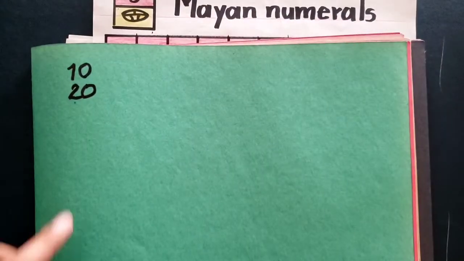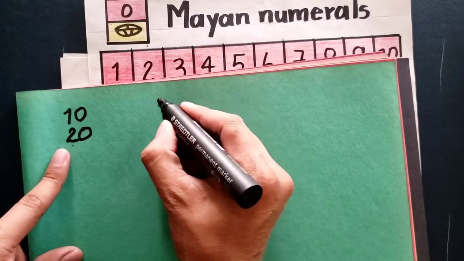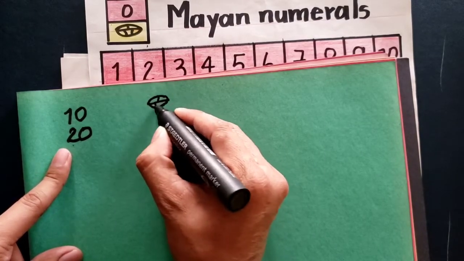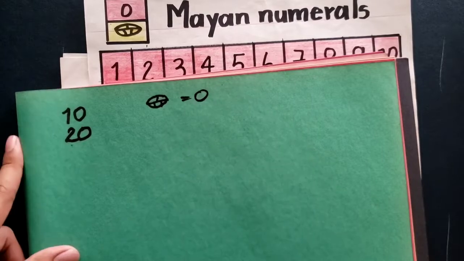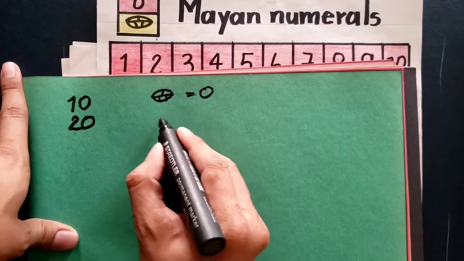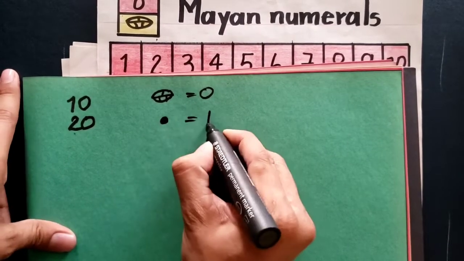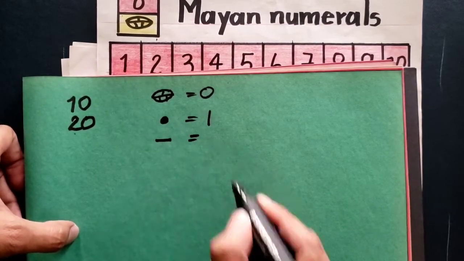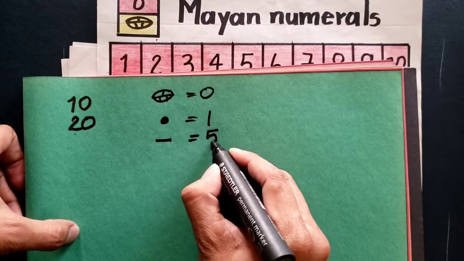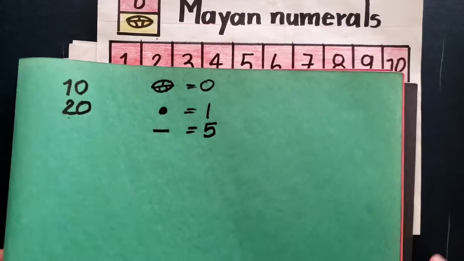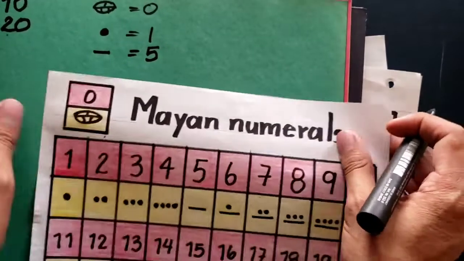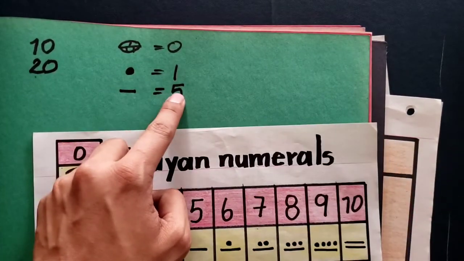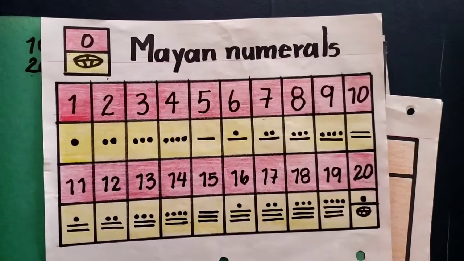Now look at this. In the Mayan numbers, we're going to find pictograms like this. This one represents the 0. It is like a shell. A dot represents 1. And a line represents 5. So keep it in mind: 0, 1, 5.